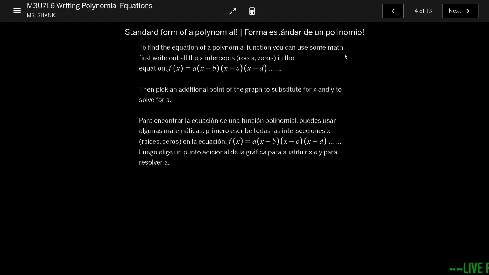To find the equation of a polynomial function, you can use that math. First, I'll write all those x-intercepts, meaning roots or zeros or solutions. Again, it can take that list of values in parentheses, and then we can pick an additional point on the graph to substitute in for x and y to solve for a.